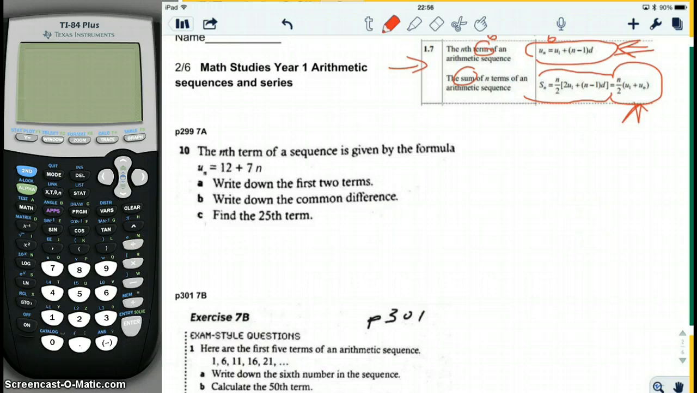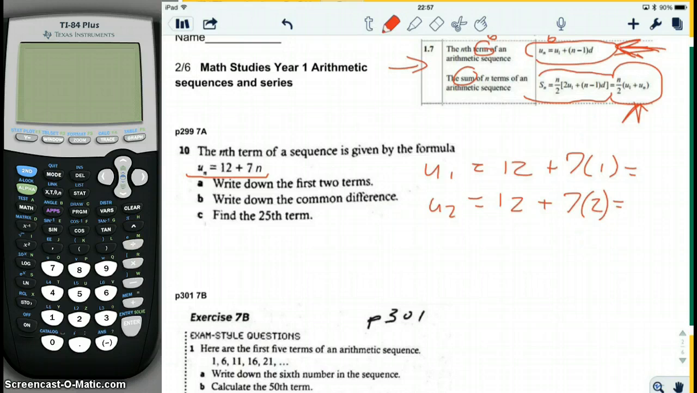The nth term of a sequence is given by the formula, and then it gives a formula which kind of looks like this formula, doesn't it? Write down the first two terms. So let's see. The first term would be u1 equals 12 plus 7 times 1, which is just 19. And the second term would be 12 plus 7 times 2, which would be 12 plus 14, which is 26.